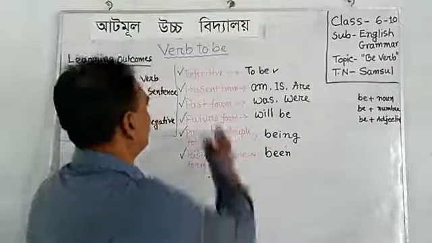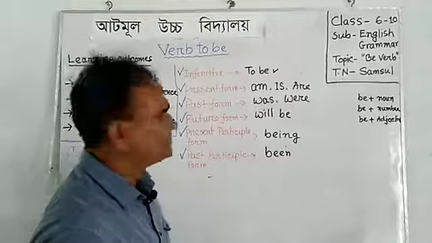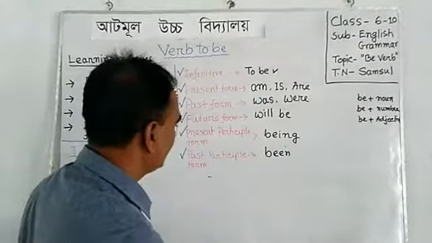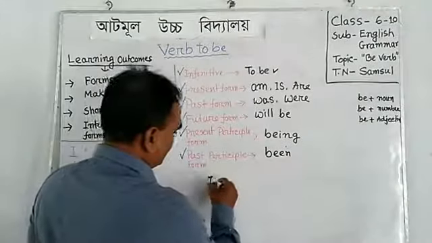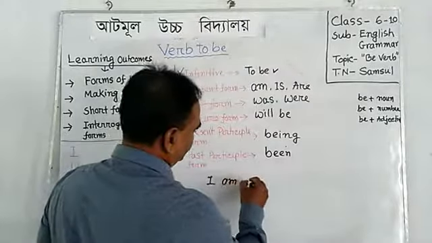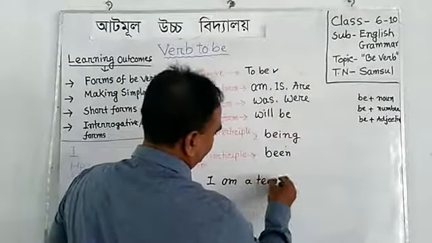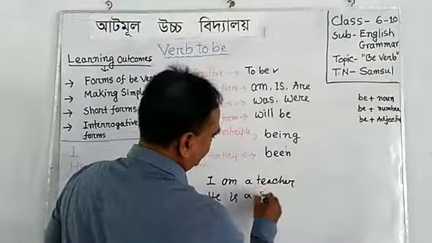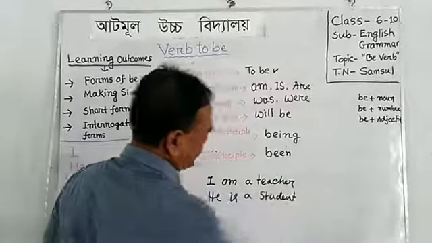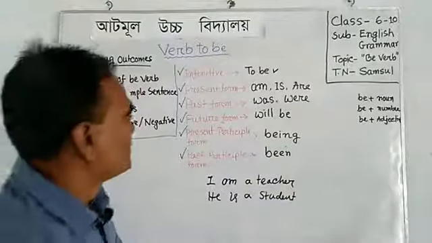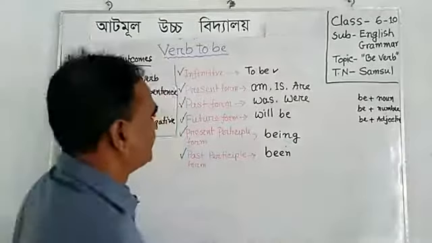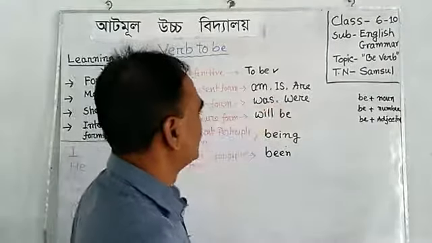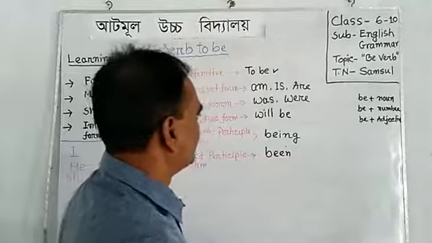Now look at the present form of be verb. There are three verbs in present forms, and they are am, is, are. Like, I am a teacher. He is a student. And in past form, was and were is used. The past form of be verb is was and were. When I was a student in 2000.